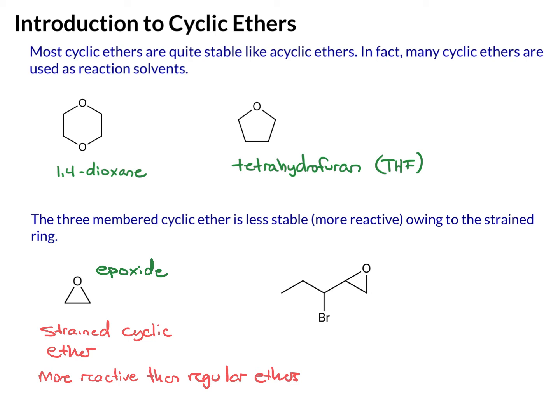So in this ring, the bond angles here are about 60 degrees. And remember that ideal bond angles are 109.5 degrees for sp3 hybridized carbons.